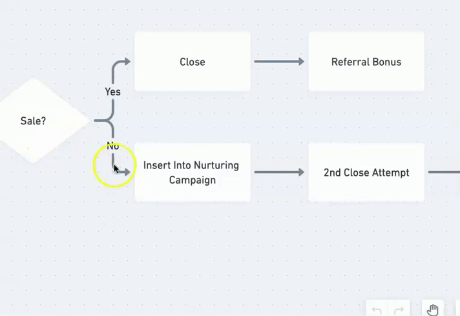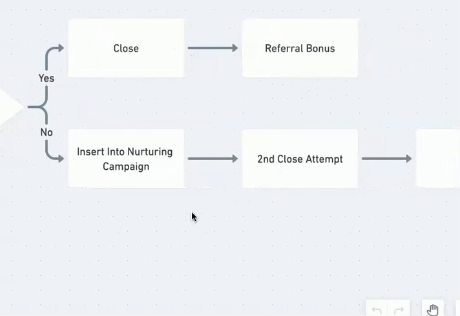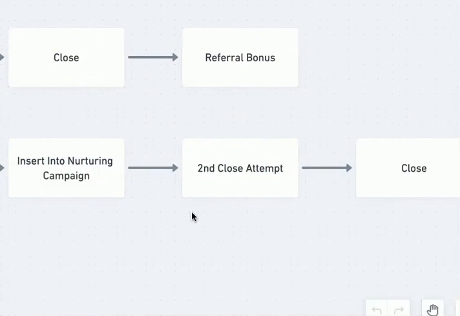Now, if for some reason you don't close them, right, and we're going down this path of no, we did not close the sale, we want to make sure that something happens, that they don't just sit there dead in the water. We've got to insert them into a nurturing campaign, and that can be a variety of things. What we like to do here at Window Install Digital is insert them into a text and email campaign that attempts to get them back into our funnel and hit them with an offer that they find valuable, right? That's what we want to do. We want to find ways to get them back in.